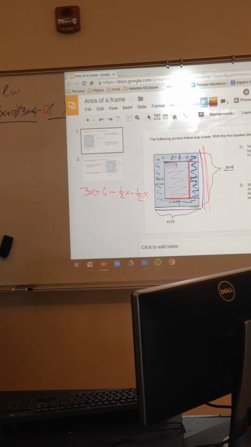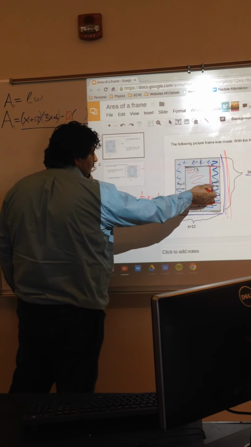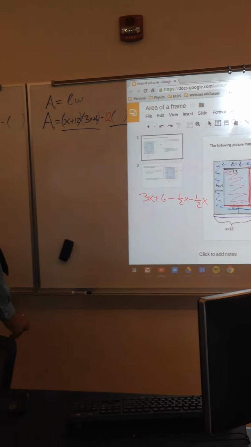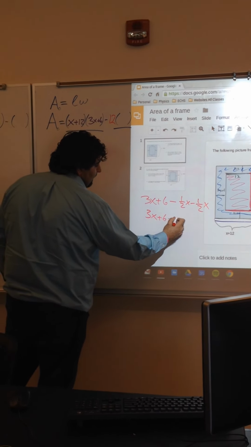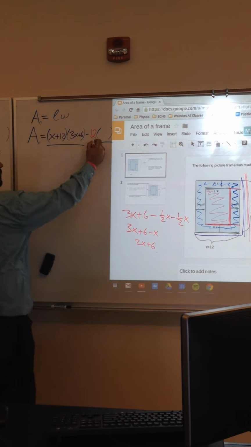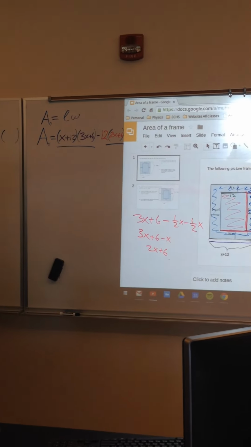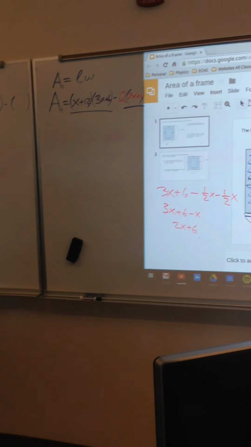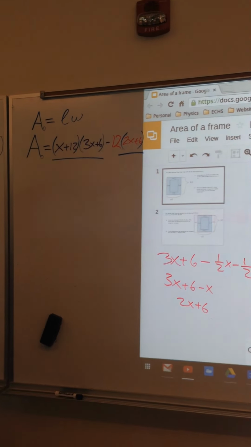When you do that, you're left with the length, or width, or height, whatever you call it, of the picture, which in this case is 3x plus 6 minus x, which is 2x plus 6. So you have 2x plus 6. You may want to pause the video and try to work this out yourself, and I'm going to do it right now as well.